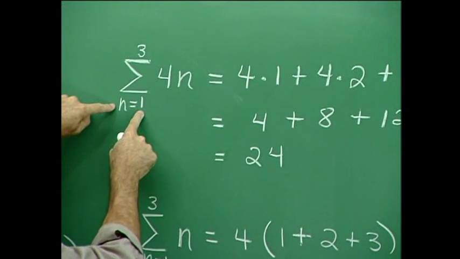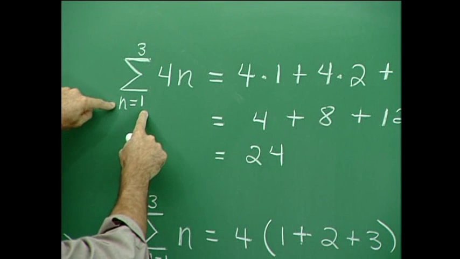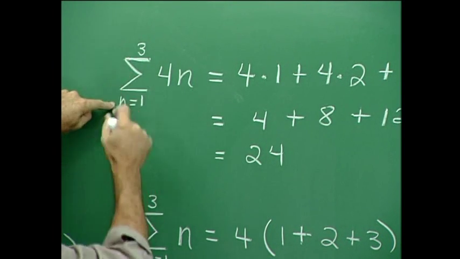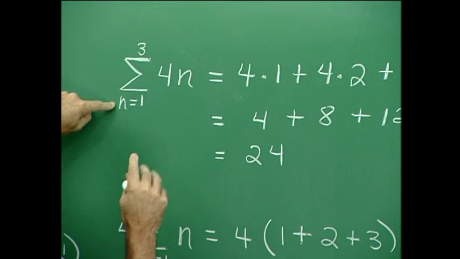The lower limit is 1, once again, and this lower limit can change. It can be almost anything that you want it to be. It could be 5, and then we could go to 10 or whatever. So it can be all over the board.